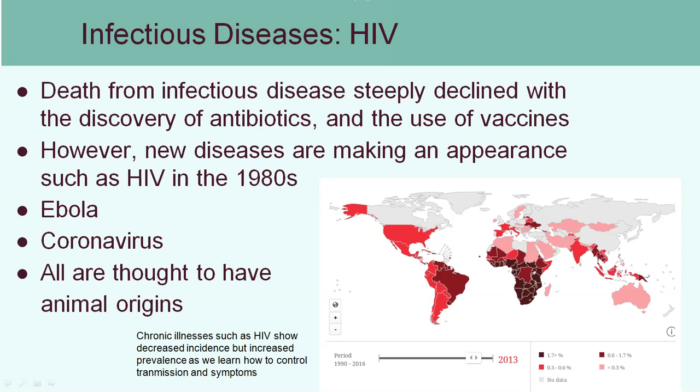We weren't sure what it was or how it was being transmitted, but now we know that it's mostly transmitted through sexually transmitted illness, right? So it's through sexual contact with body fluids, but also still through blood. So for example, people who share needles.